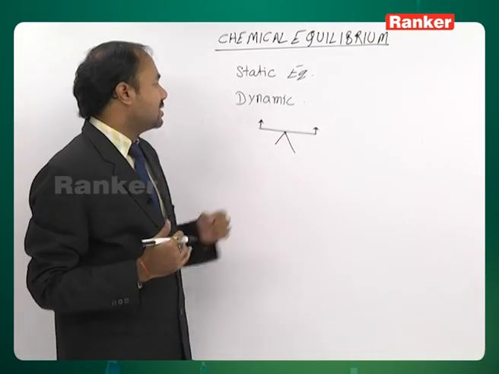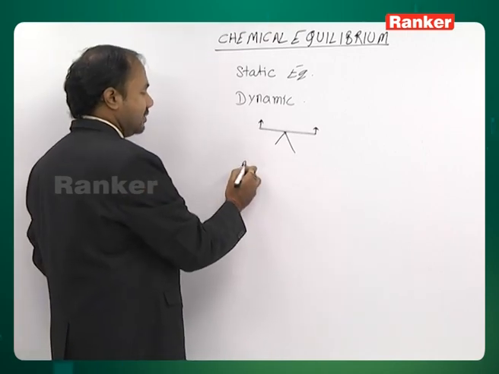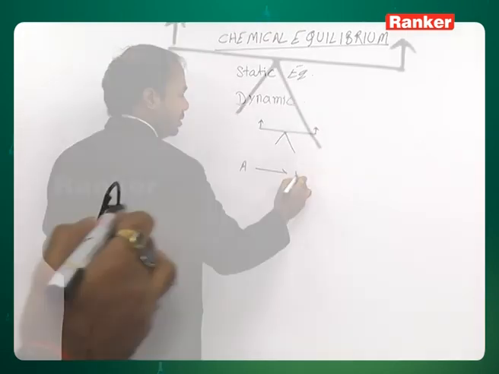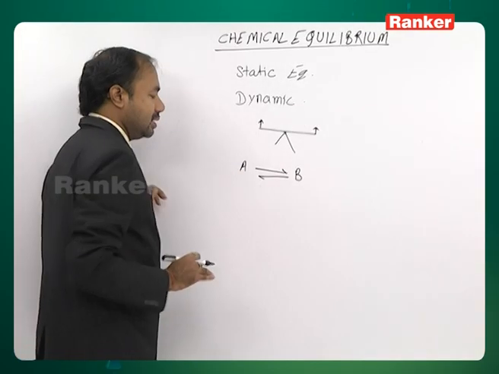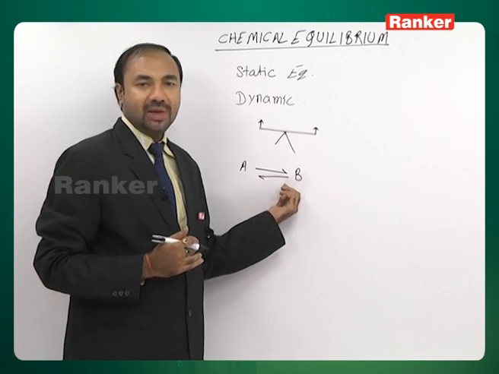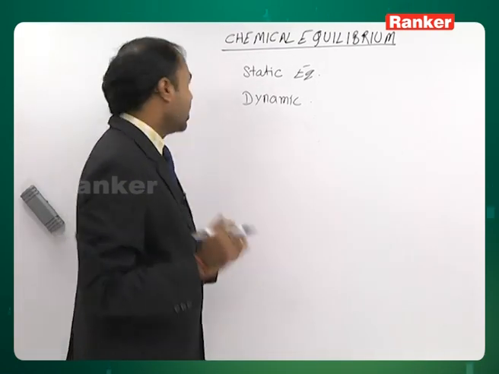In certain cases like chemical equilibrium, what happens is that if A is converting into B, then B again converts into A. This type of equilibrium is known as dynamic equilibrium. In chemistry, we get only dynamic equilibrium.